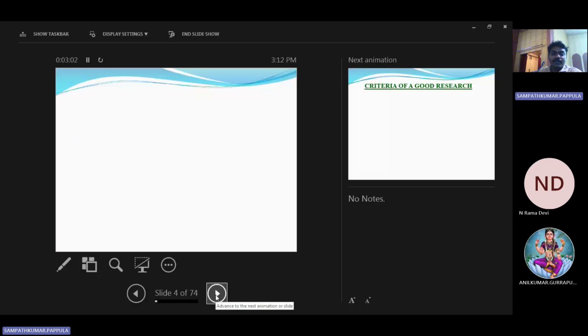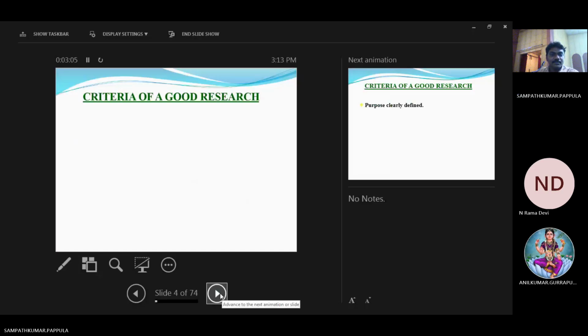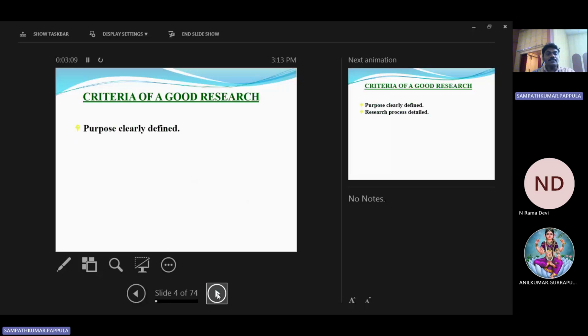There are some criteria for good research. First, we need to define the problem: for what purpose we are doing the research. And after identifying the problem, you need to observe what the procedure is to find the solution. That means in your mind, you need to have some idea about which process will give the solution for our problem.